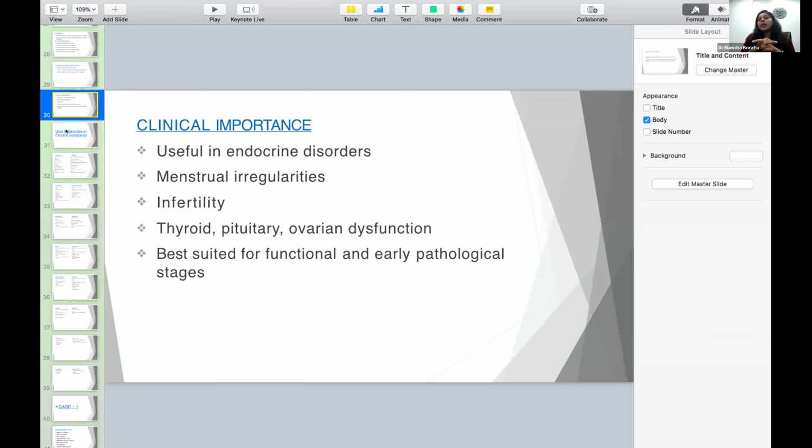Next one. Clinical importance: it is useful in endocrinal disorders, menstrual irregularities, infertility, thyroid, pituitary and ovarian dysfunctions, and is best suited for the functional and early pathological stages.